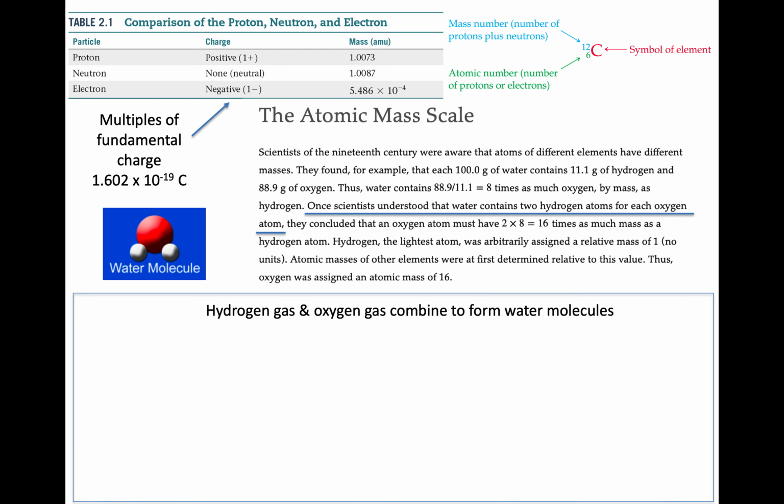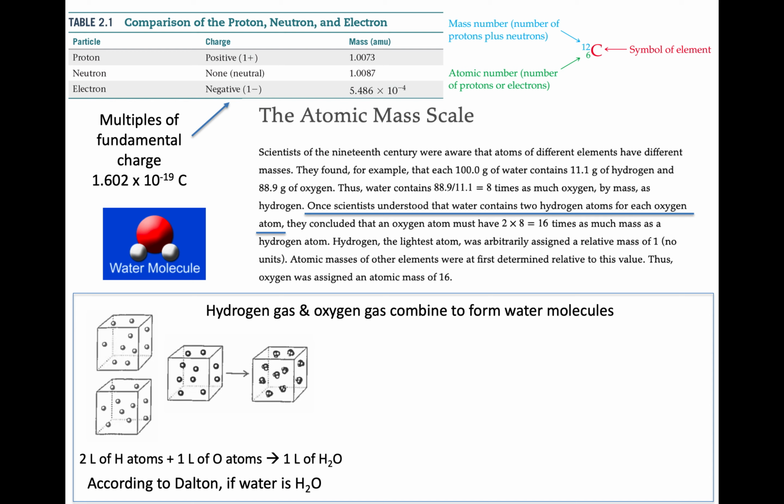Looking more closely at a reaction to form water, you could combine hydrogen gas and oxygen gas to form water molecules. This would be the opposite of the electrolysis experiment. So in this era, when they were trying to think about it, look at it this way. Each of these has a volume of a liter. We've got 2 liters of hydrogen atoms and 1 liter of oxygen atoms to produce 1 liter of H2O.